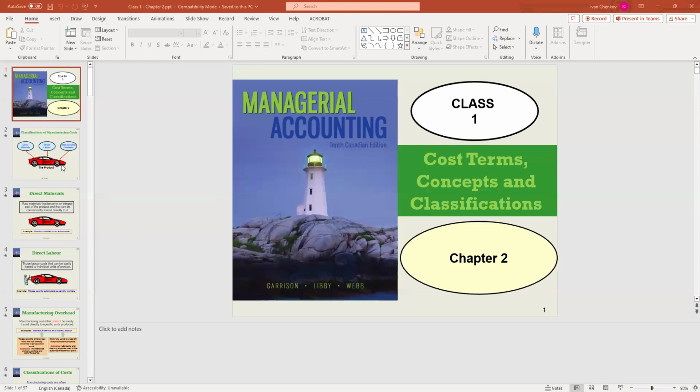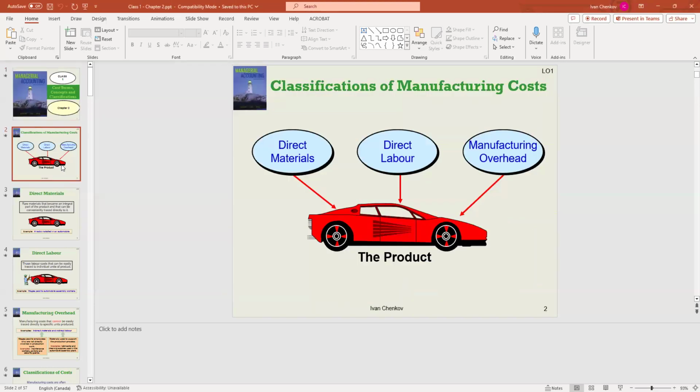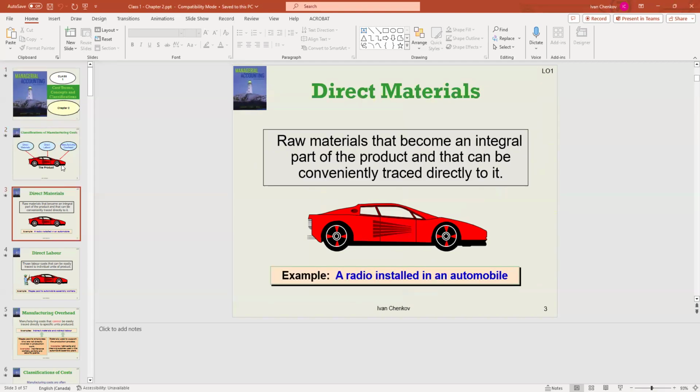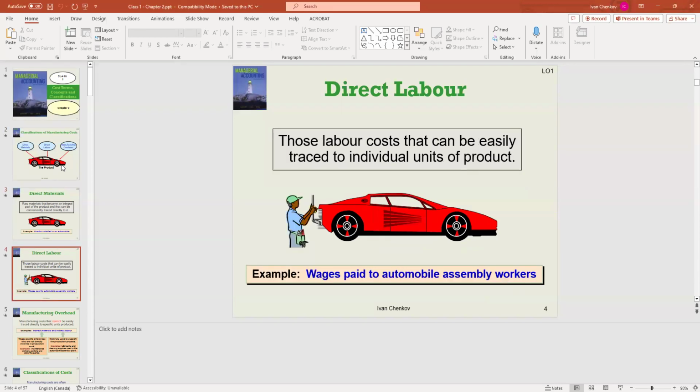The first cost classification, as we started last time, is about the product. In order to make a product, we have to have three essential costs: direct material, direct labor, and manufacturing overhead. Direct material is any raw material used for the production of the product, which is an essential part of that product. Direct labor is the labor that we can trace easily to that product.